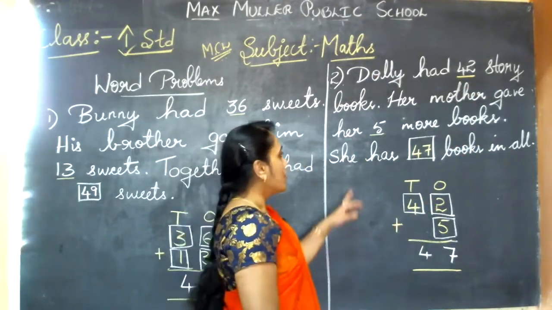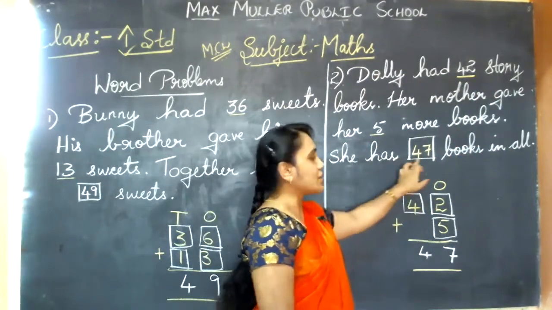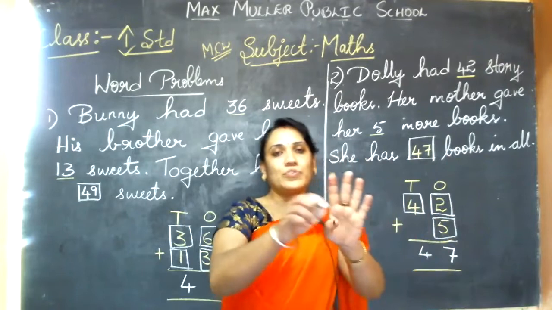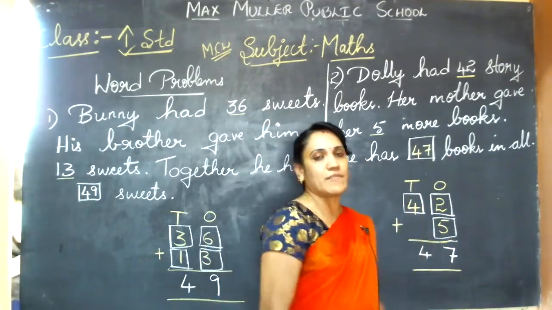Dolly had 42 books. Then mother will give 5 more books. 42 plus 5, she has 47 books in all. So I do addition: 2 in the mind, 5 in the finger. After 2: 3, 4, 5, 6, 7. 4 plus 0, 4. So totally 47 books.